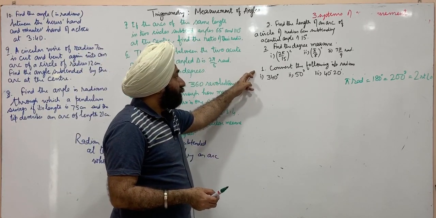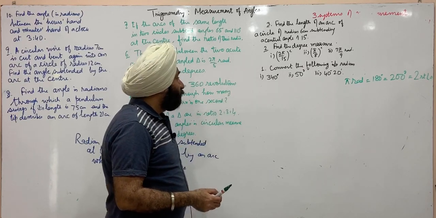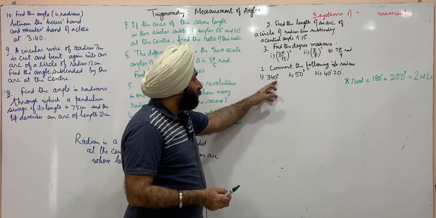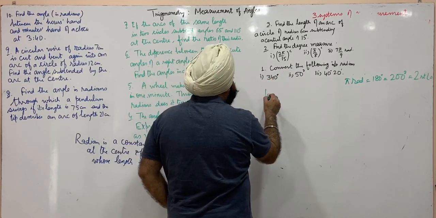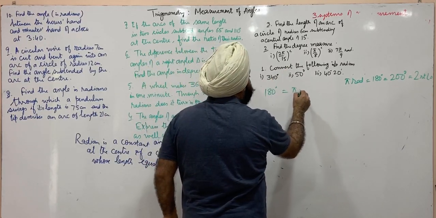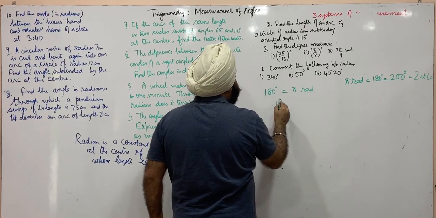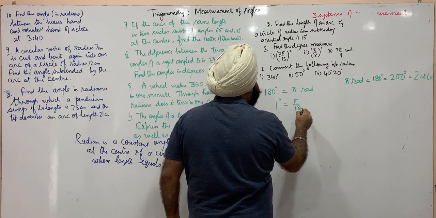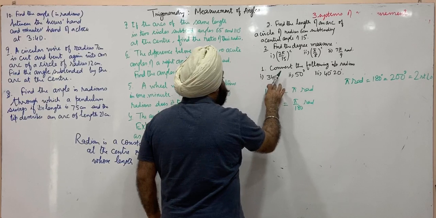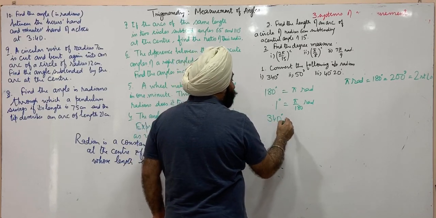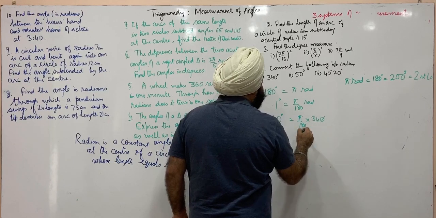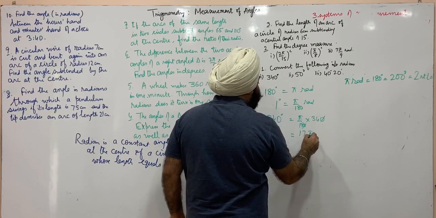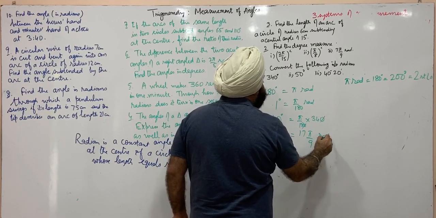Let's start solving questions. The first one, we have to convert this angle given in degrees to radians. So we know 180 degrees equal to pi radians. 1 degree is pi by 180 radians, and 340 degrees will be pi by 180 into 340. That's 17 pi by 9 radians.